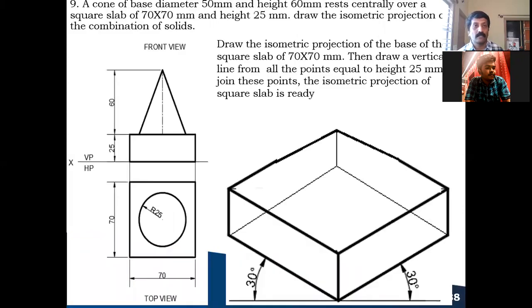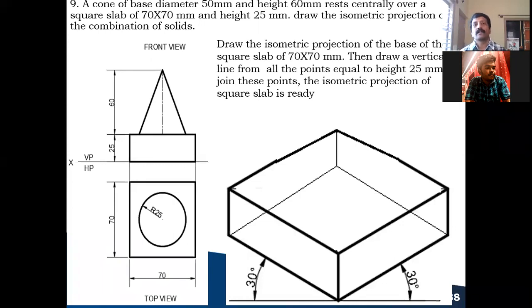Next, one more last example for today's class we'll discuss. A cone we have not discussed last class, correct? One example of cone we'll discuss today. So what exactly does it say? A cone of base diameter 50 millimeter and height 60 millimeter rests centrally over a square slab. Square slab of 70 by 70 millimeter and height 25 millimeter.